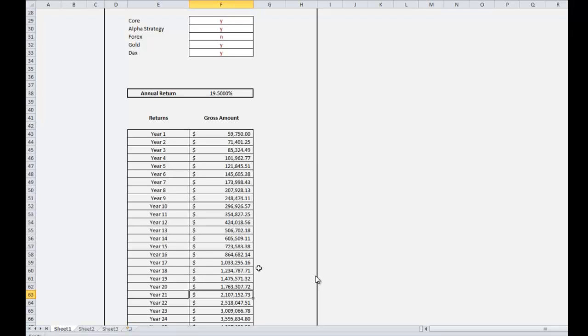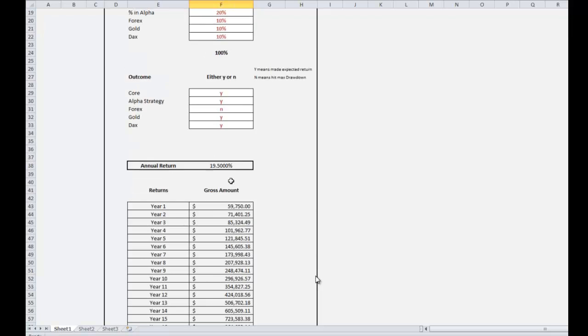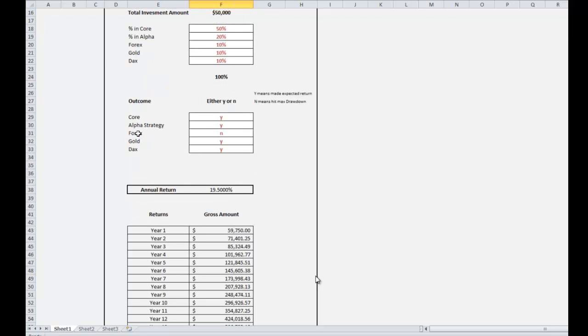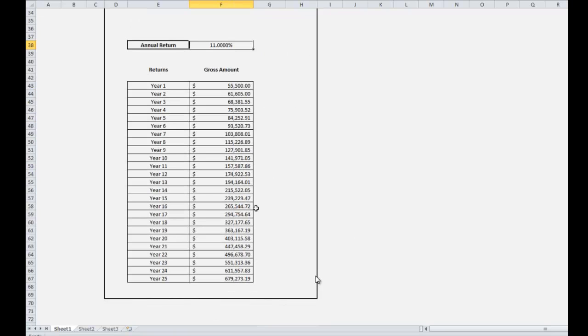Now, let's look at what happens if 2 investments go bad. Let's say the core investment goes bad. You can see instead of making 19%, we make 11%. Even with 2 investments losing money, losing their maximum amount, we can still make good double digits return, which is still well above the average managed fund return, which is only about 5% PA.